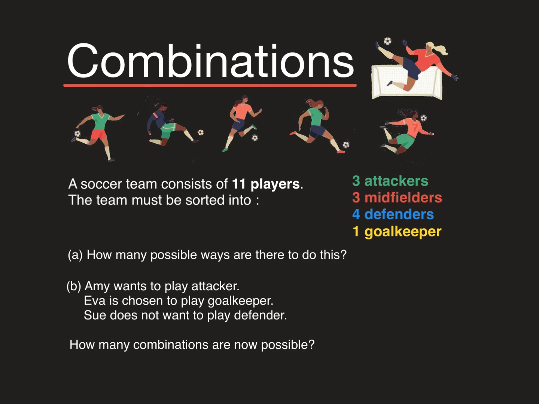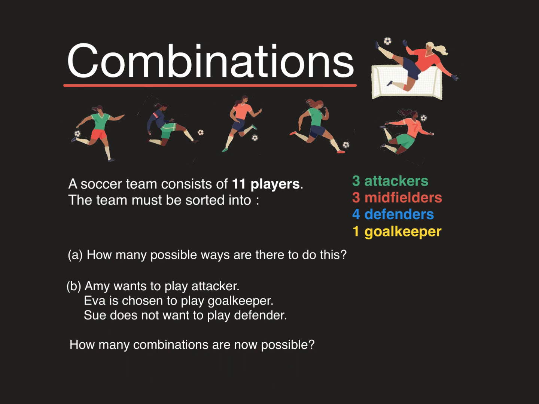Another problem using combinations. This time we've got a soccer team which consists of 11 players, and the team must be sorted into 3 attackers, 3 midfielders, 4 defenders and 1 goalkeeper. And we want to ask ourselves, how many possible ways are there to do it? Now there's another question here, and that is Amy wants to play the attacker, Eva is chosen to play the goalkeeper, Sue does not want to play the defender, and how many combinations are now possible?